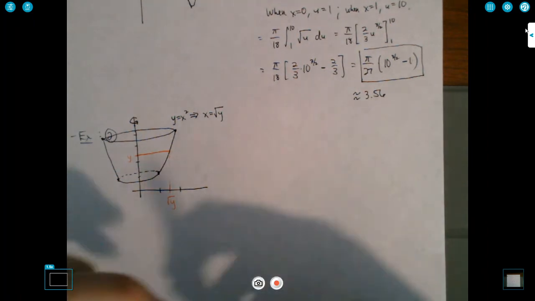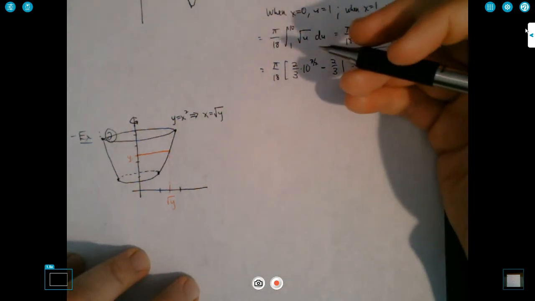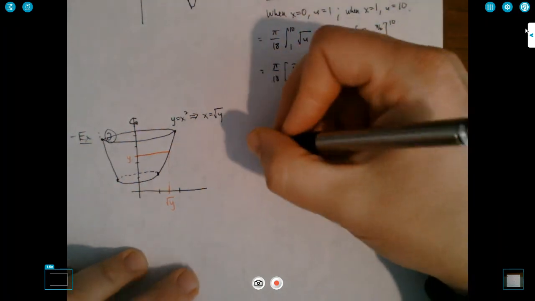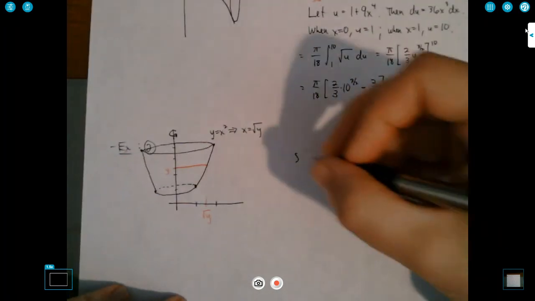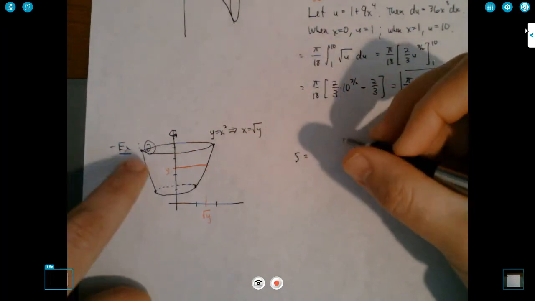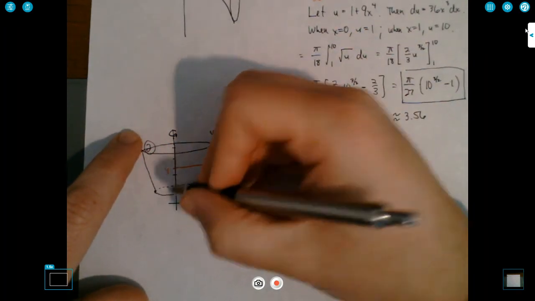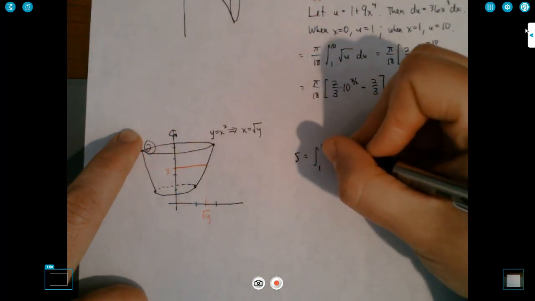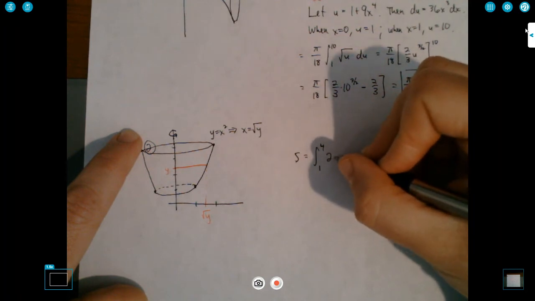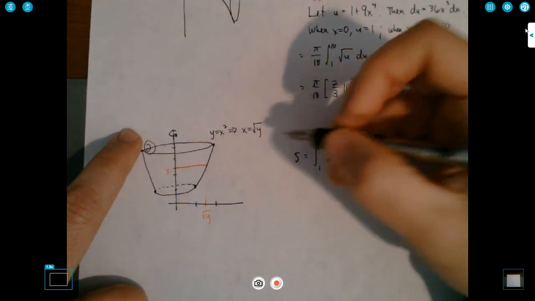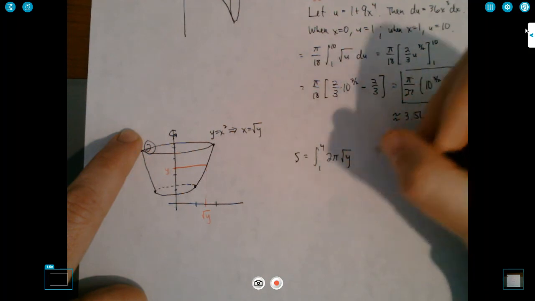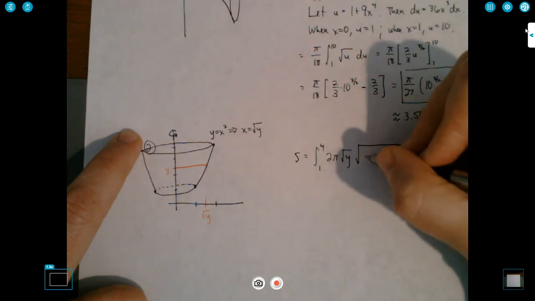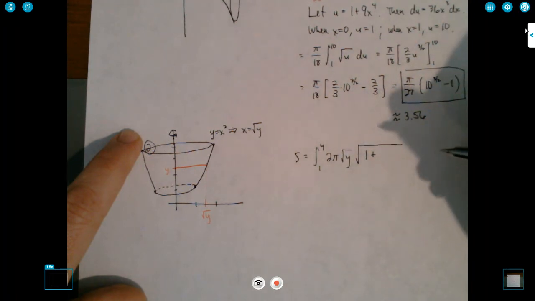Okay, I think we're ready to set this thing up. So the surface area S. We're going to integrate with respect to y, so we're going to go from y equals 1 to y equals 4, right? So we're going to go from 1 to 4 of 2 pi times g of y times the square root of 1 plus g prime of y squared.